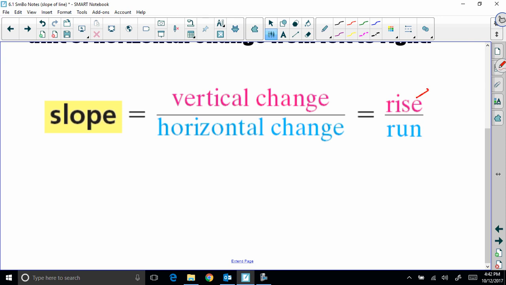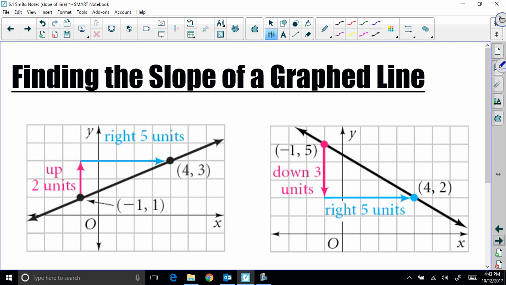And something to think about is rise means this is the change in our y's, and run is the change in your x's. And so every time you are finding slope, your answer is going to be a number over a number because it represents rise over run.